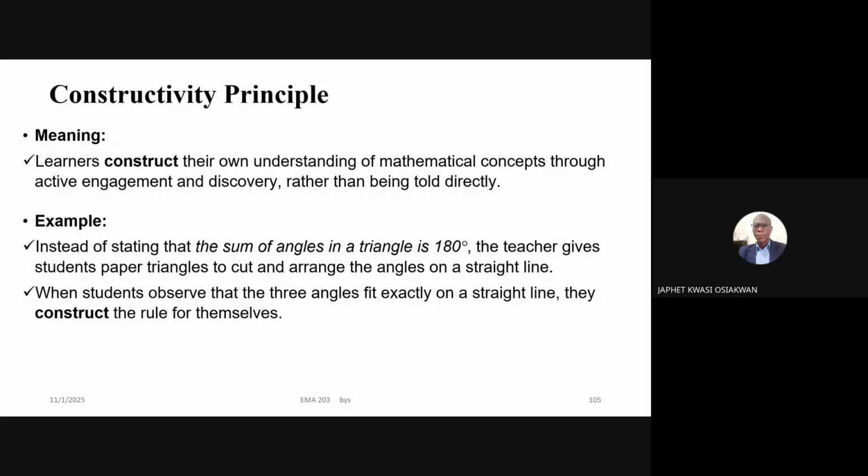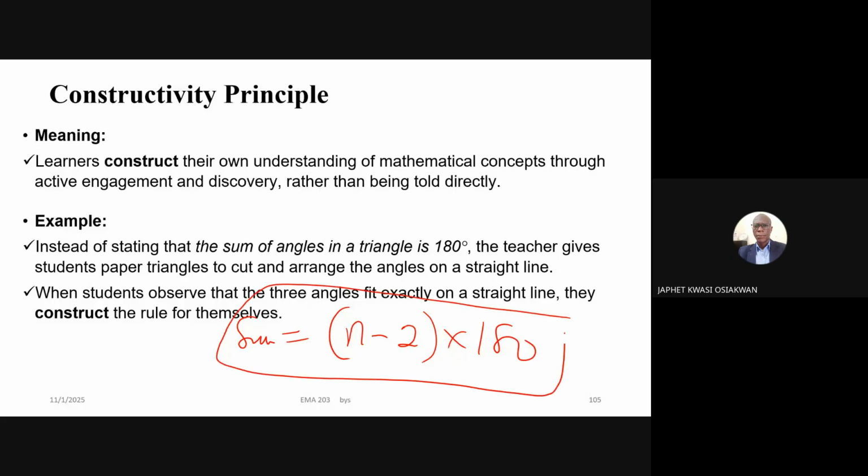Okay, so when you go, try and get an activity. I'm giving you this one as a homework. Try and get an activity that will take the children through to establish that the sum of the interior angles of any polygon is n minus 2 times 180. So keep this in your head. Any activity that you give to your students to come out with this formula, without you telling them that the sum of angles is 180.